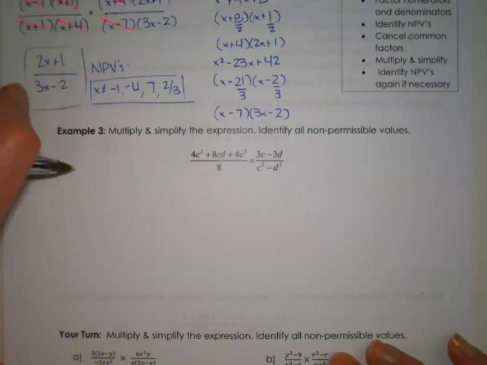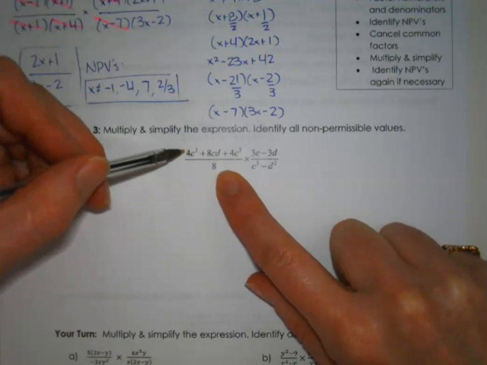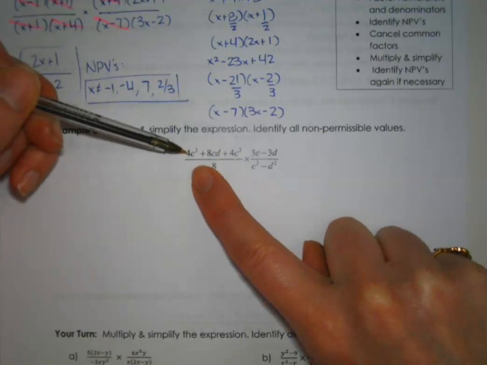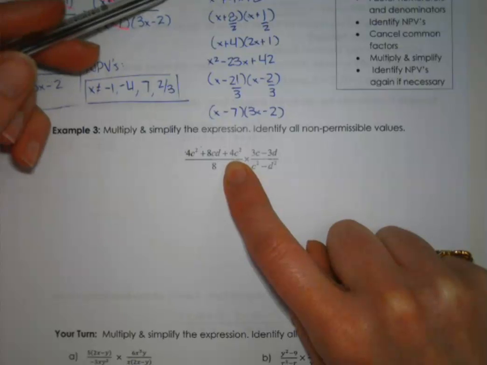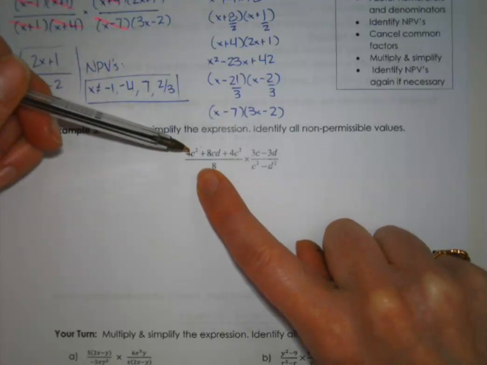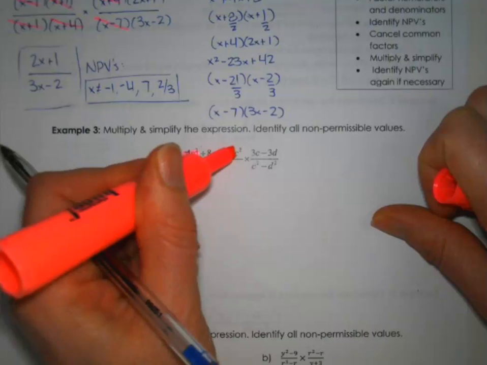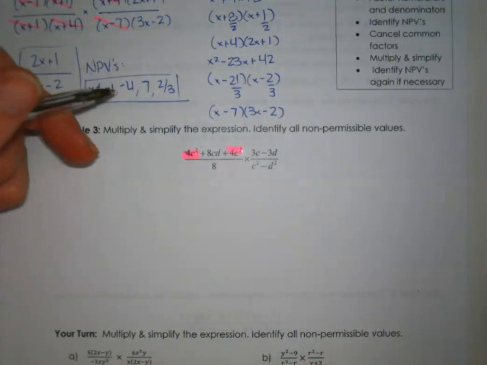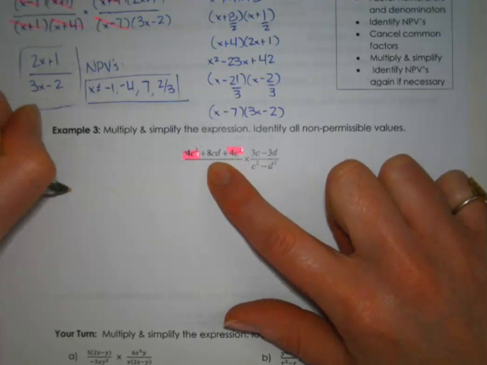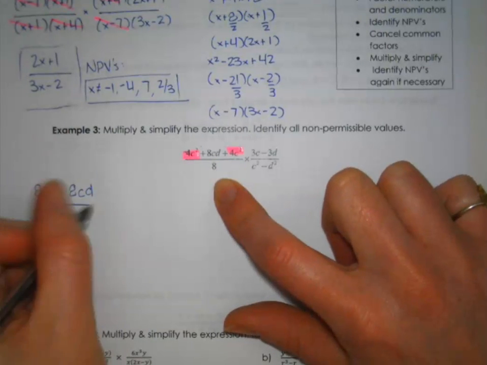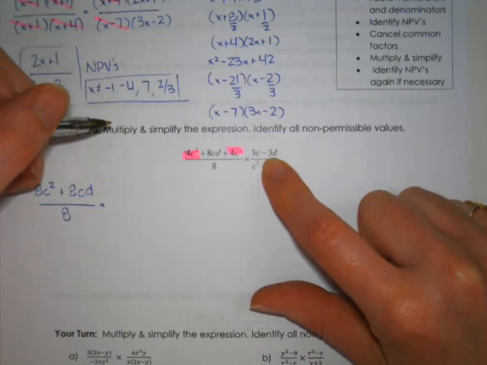All right, next one, multiply and simplify, identify all non-permissible values. So in this one, we have a bit of a different situation. We can see here we have 4c squared plus 8cd plus 4c squared. So we don't have that typical quadratic function. But what we do have is 4c squared and 4c squared, so it's important to be able to pick out those like terms because we can actually combine those two, right? 4c squared plus 4c squared is 8c squared, and then we still have plus 8cd, and then over 8, we're multiplying that by seeing if we can factor anything out of this one.